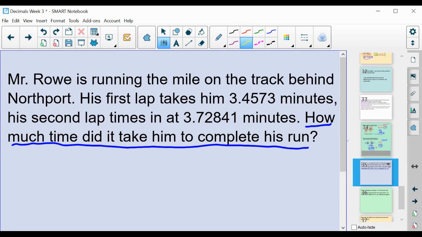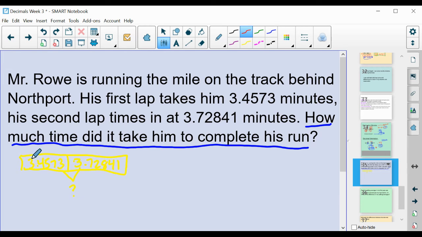So I could draw a little bar model to show me this problem. I know that he ran just 2 laps. Lap 1 took him 3.4573. I'm not going to run out of room right here. And 3.72841. Tenths, hundredths, thousandths, ten-thousandths, hundred-thousandths. What we are trying to figure out is, what is that combined? What is that total? How much time did it take for him to complete his run?